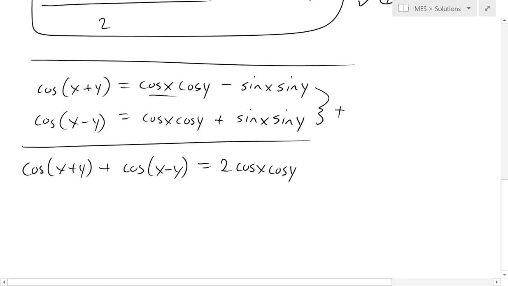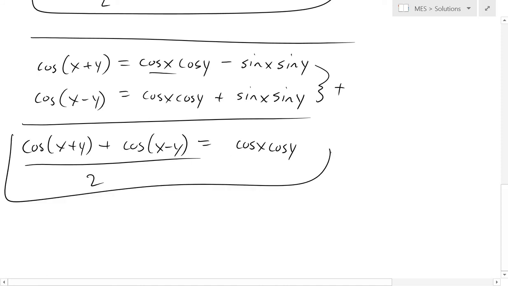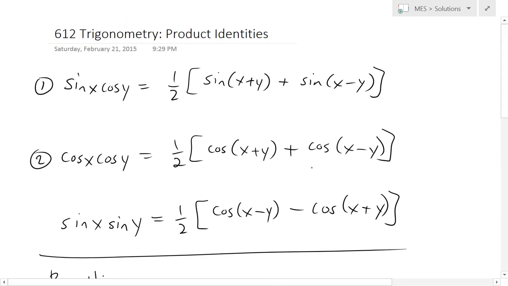Now this side cancels out. Now I have to divide by 2 on both sides, so this gets rid of it, and now we're left with the second equation, which is cos x cos y equals cos of x plus y plus cos of x minus y, all divided by 2. So this is equation 2. As you can see, that's the exact same thing right here.